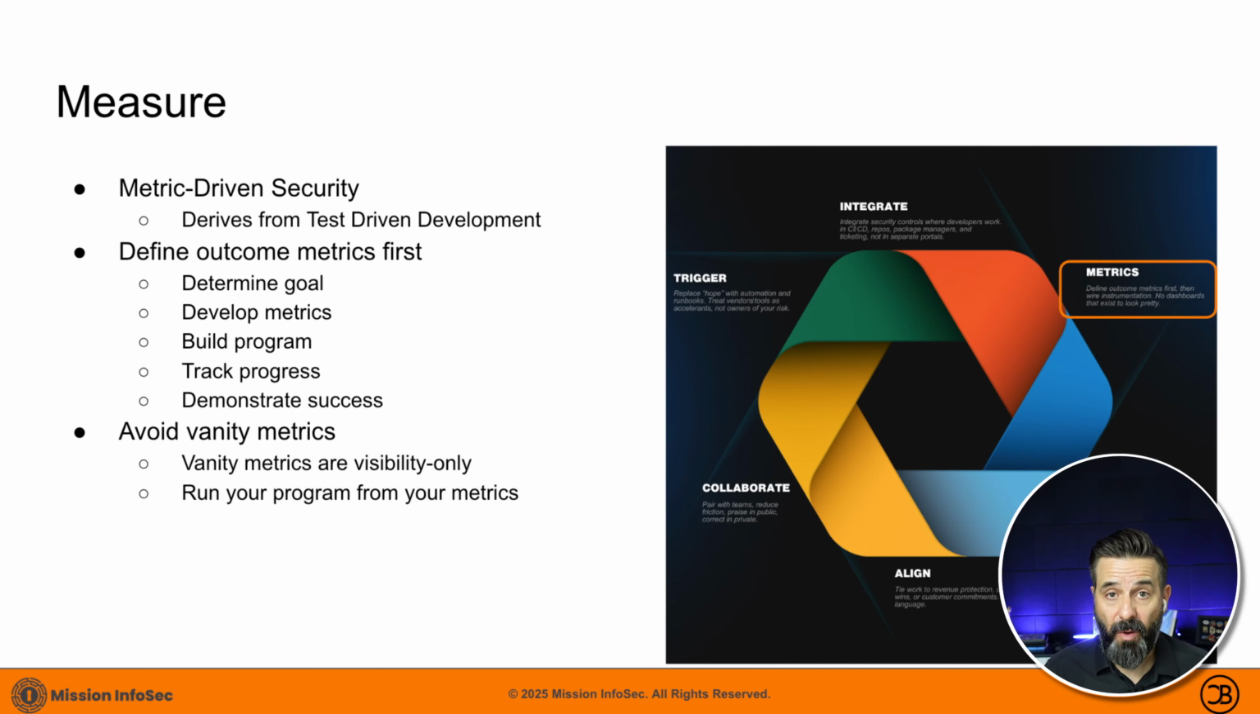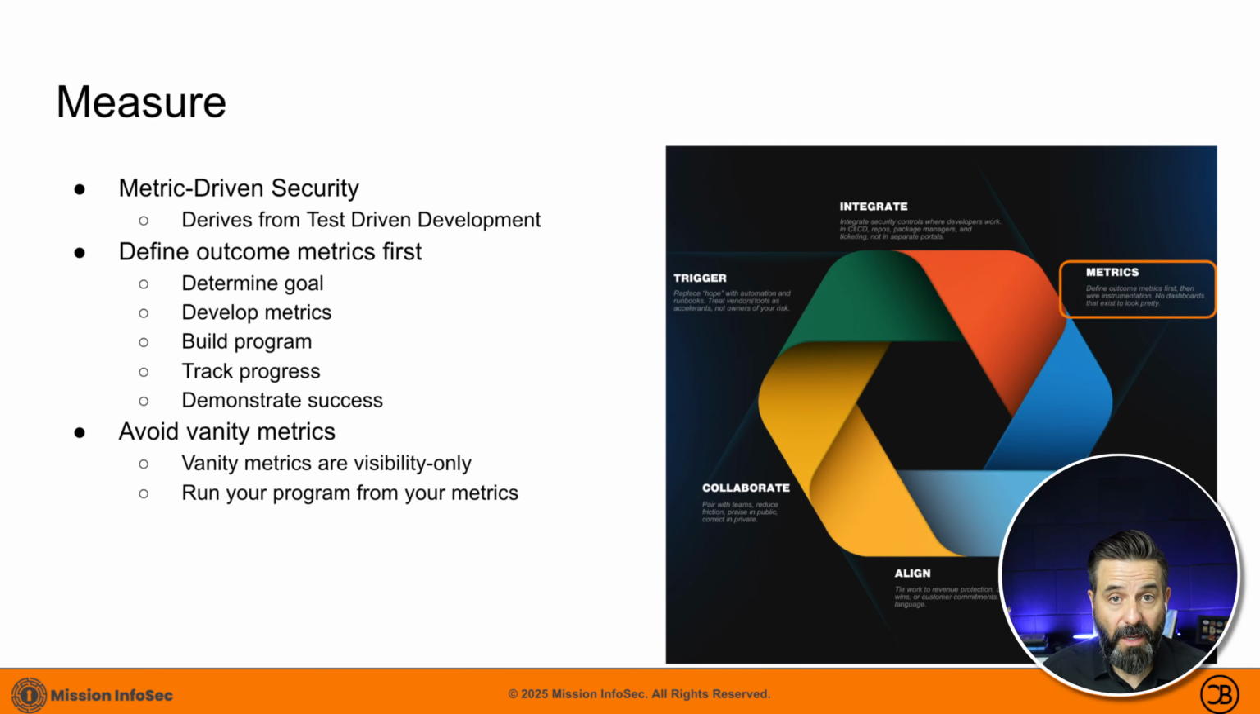And so at that point, you write just enough code to make that test pass, and then you move on to the next requirement. You write the test, it fails, you write just enough code to make that test pass. And so we can adopt that same attitude with metrics in security. Instead of defining or building the program first, you define the outcome metrics you want to see.